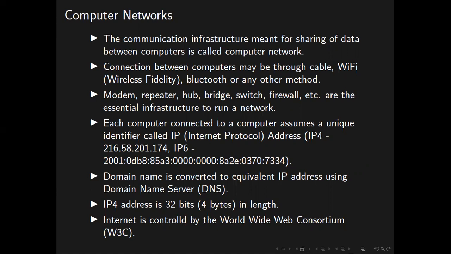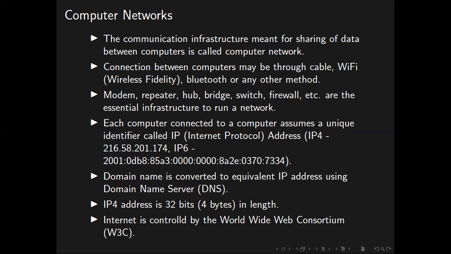The communication infrastructure meant for sharing of data between computers is called a computer network. Previously, only computers could share data, whereas nowadays even our mobile phones have access to data. Mobile phones, tablets, laptops, whatever devices we have, all come under the category of computers, because nowadays a computer is defined as a device which has a processor and memory. Even mobile phones have processor and RAM. In the modern era, even mobile phones are classified as computers.